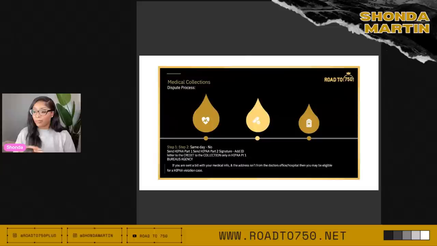And I'm about to show you Part 1. Also, with medical collections, I typically will recommend that you only challenge one collection per HIPAA set. So this is not the letters. If you have 10 different medical collections, you cannot throw them on these same letters at the same time because they are not going to be as effective, guys.